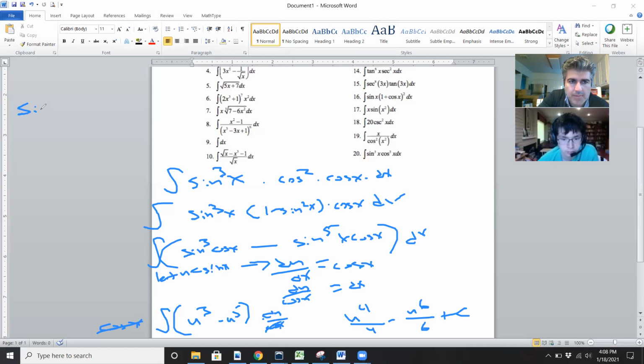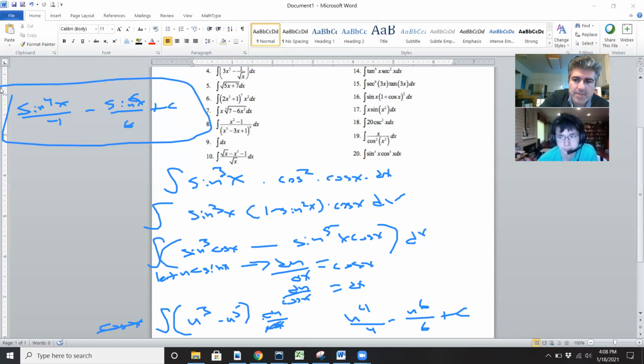It's sine^4 x over 4 minus sine^6 x over 6 plus c. And if you were to do the derivative of that and clean it up, I think it would work itself out. So anyway, that's that one.